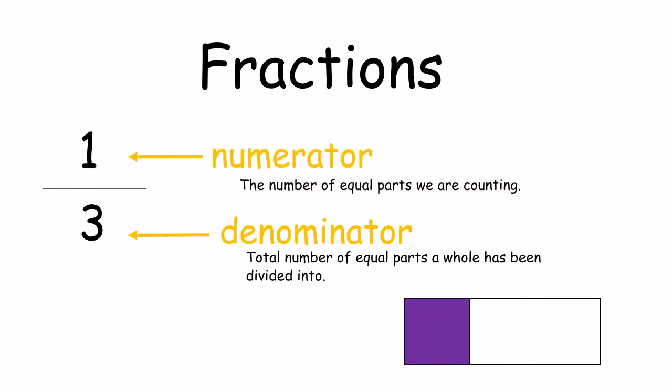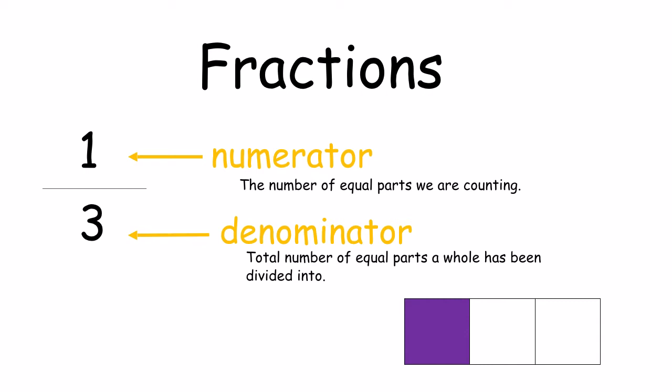So far, we have learnt that the number on the bottom of a fraction is called the denominator, and this tells us the total number of equal parts a whole has been divided into. Here you can see my rectangle has been divided into 3 equal parts, so the denominator is 3. The number on the top is called the numerator. This tells us the number of equal parts we are counting. Here in my rectangle, one of the equal parts is purple, so my numerator is 1. 1 out of 3. We would say 1/3.